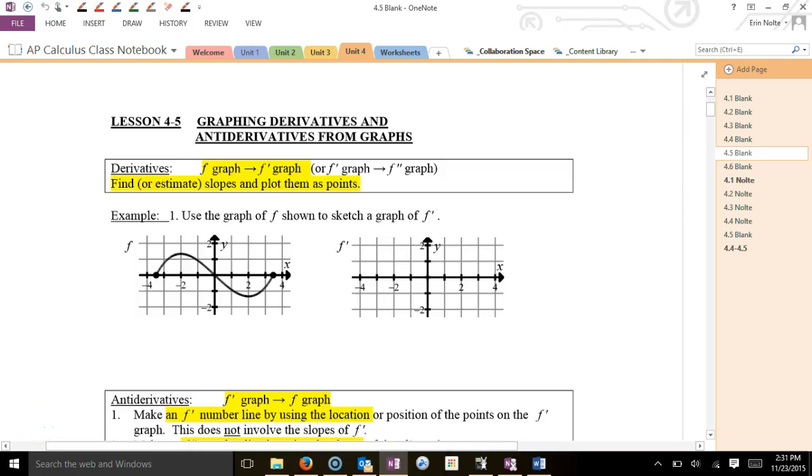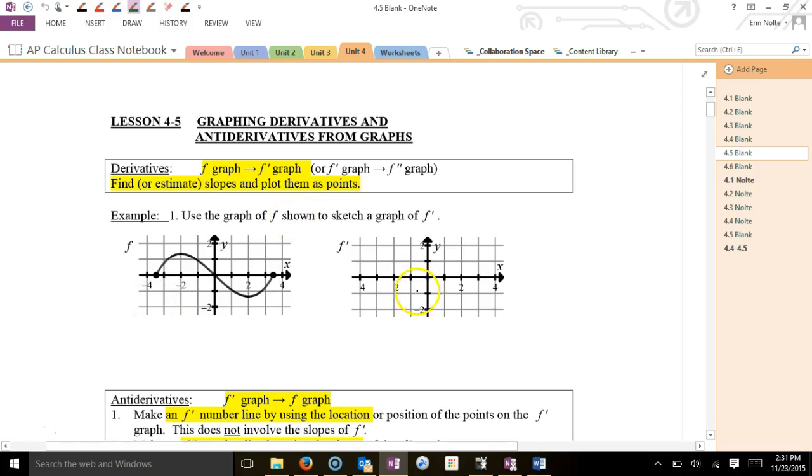Alright guys, so the last section in Unit 4 is 4.5, which is going to be graphing the derivatives and the antiderivatives from the graphs. So this first little section is starting with the actual function and then taking the function and drawing its derivative. Things we're going to think about are the slopes and specifically the critical values of our original function.